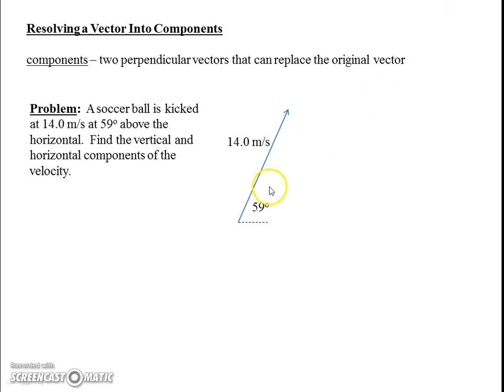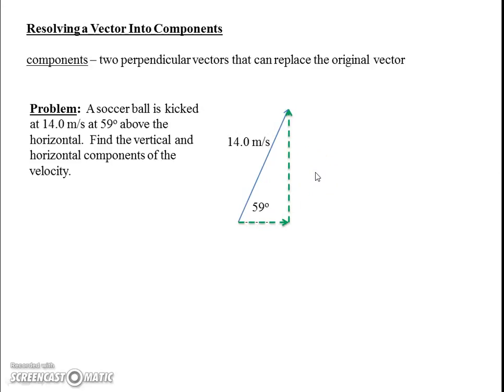So here's our original vector, which I drew in blue to make it similar to the previous problem. And here's our 59 degrees, which is above the horizontal. And the dashed line here represents the horizontal. So to make it into components, we make this into a right triangle. A component here in green that points strictly horizontal and a component that points strictly vertical, making a right triangle out of them. And these two green vectors are the components.